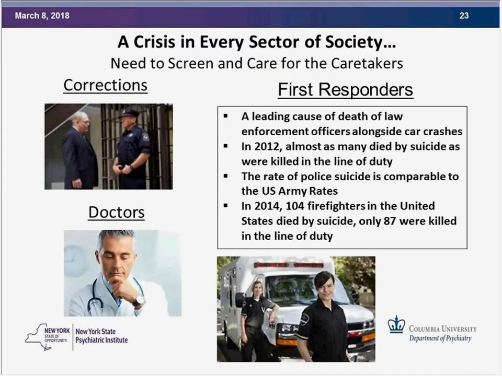And, you know, it's a crisis in just about every sector that we look at. It's the #1 cause of death in our jails. The leading cause of death of youth in juvenile detention, and it's often the #1 cause of death of first responders. In 2014, we lost more firefighters to suicide in the U.S. than we lost in fires.